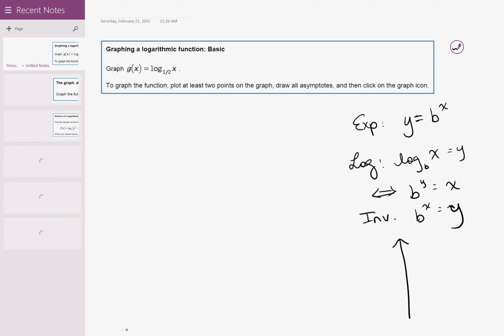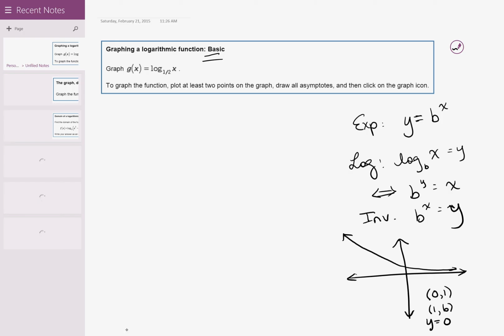So if the exponential function looks like this, well, with a base less than 1, it looks like this. That always goes through the point 0, 1, unless it's been translated, which these have not been. These are basic, not translated. And 1, b. And it always has y equals 0 as an asymptote.